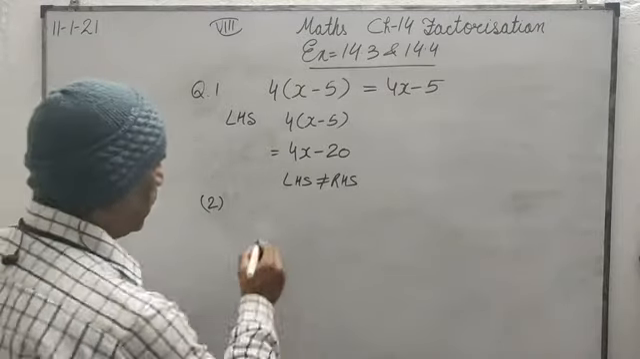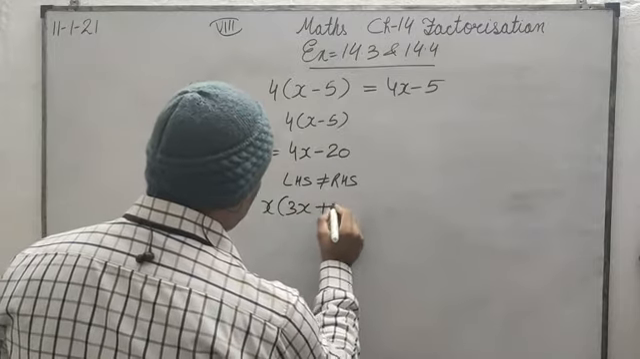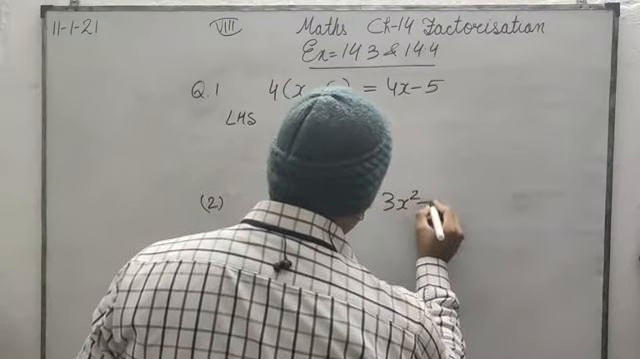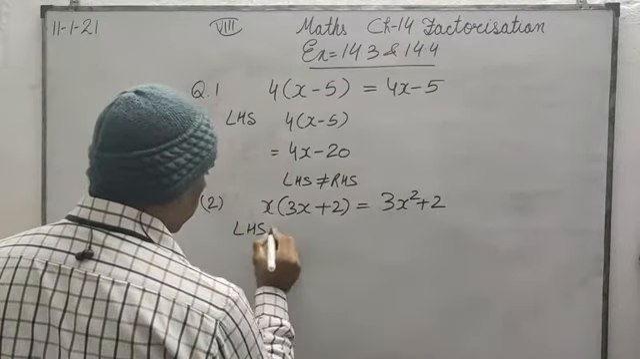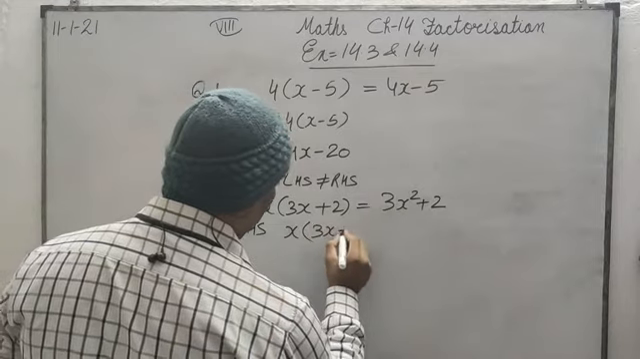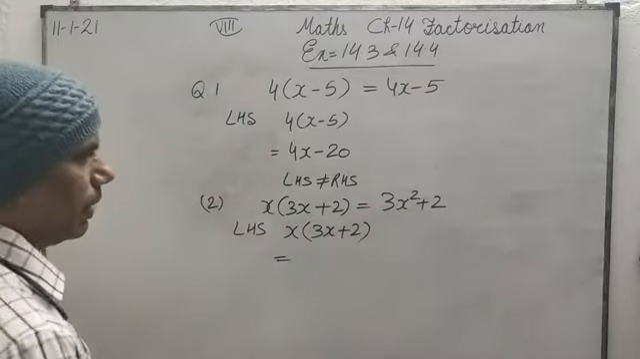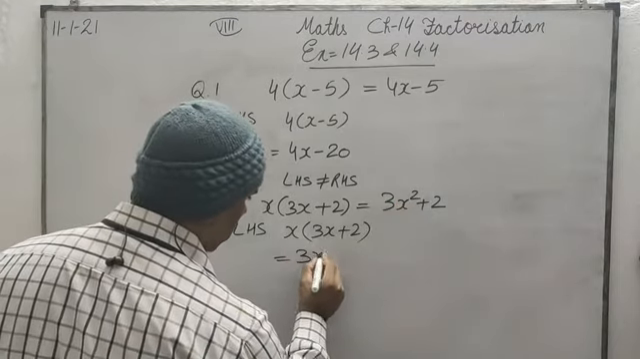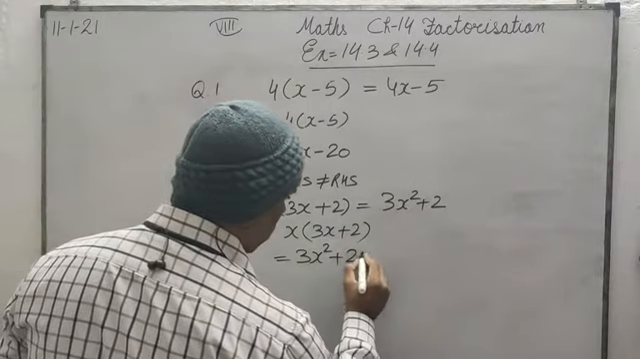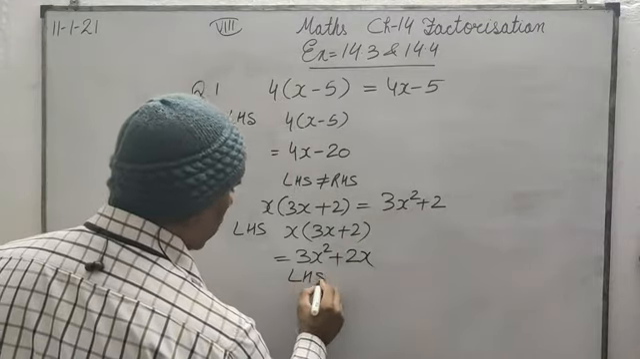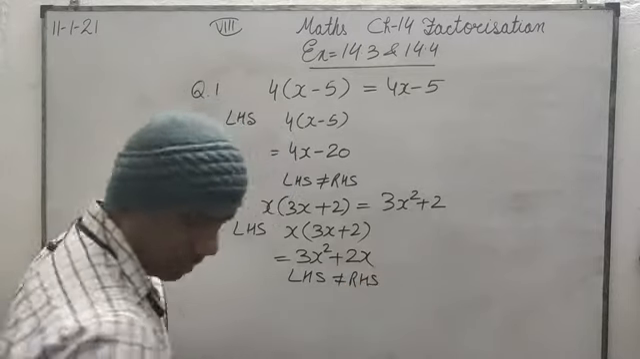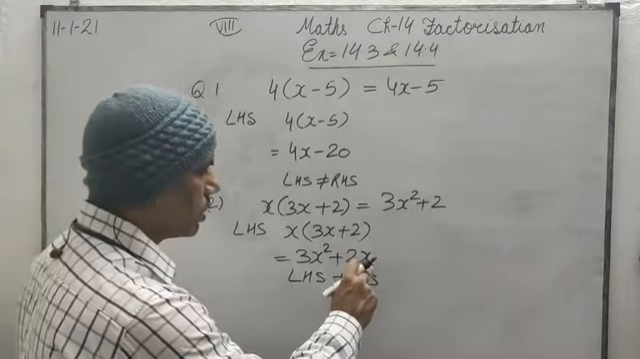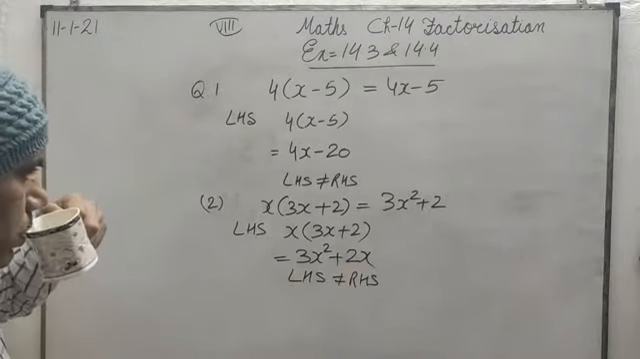In question number 2, he is saying x multiplied by (3x plus 2) should be 3x square plus 2. He is committing all those mistakes which you people keep doing. In a bracket, he multiplied with one term, but did not multiply with the other. The same mistake he is doing. While it should have been, x multiplied by 3x gives 3x square, and x multiplied by 2 gives 2x. So left hand side is not equal to right hand side. The right answer is 3x square plus 2x and the wrong answer given is 3x square plus 2.